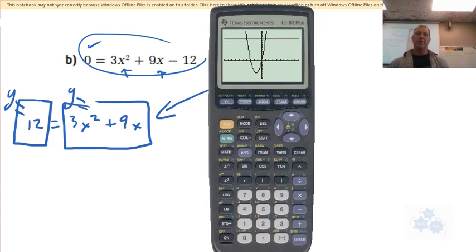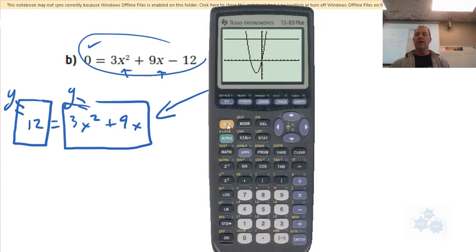So look what happens. I've got a straight line, y equals 12, and a quadratic function, y equals 3x squared plus 9x. So in this method, method number 2, you graph the function that shows up on the left side, and the corresponding function that shows up on the right side, and then you find out where the two meet.